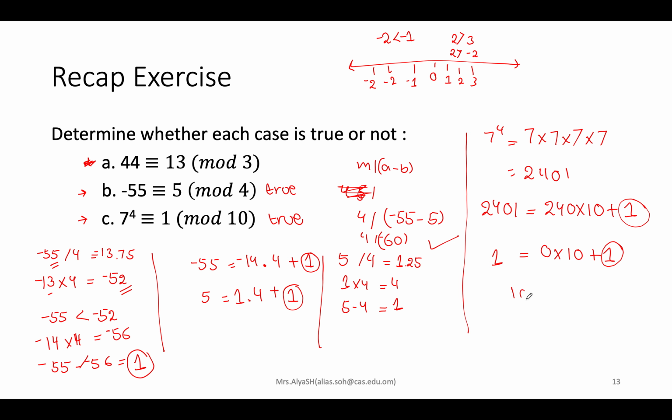So can 10 divide A minus B, which is 2401 minus 1? And yes, 10 can divide 2400. So right, the condition applied. The case is true. All right.